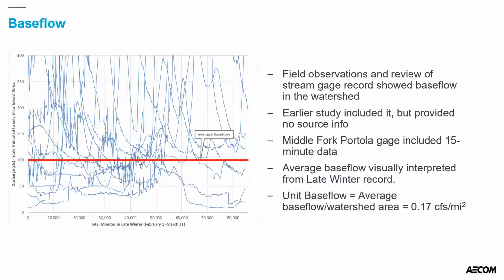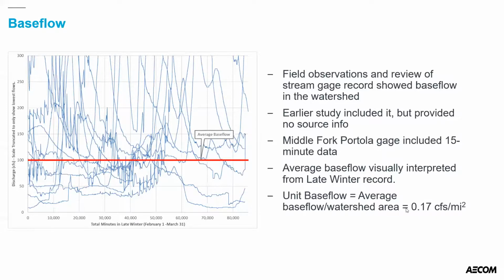And you see that in this plot. And then we basically did a visual assessment, and we're like, okay, where do we see the most information on the low flow side of the range? And that is right around the 100 CFS marker. So we selected the average base flow as 100 CFS, and this is base flow at the Portola gauge. So we took that information, we calculated a unit base flow, so basically divided it by the watershed area, came up with 0.17 CFS per mile squared, and then applied that to each of our upland basins and our valley basins.